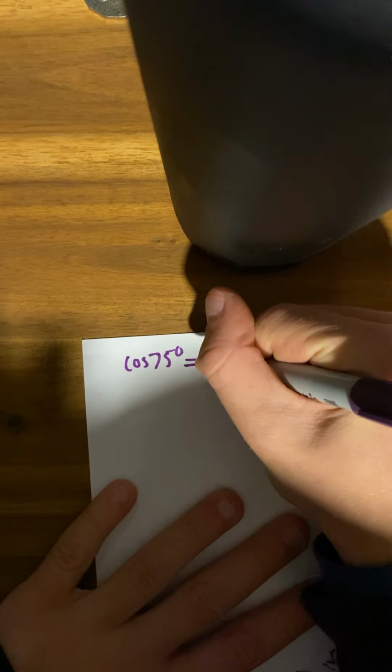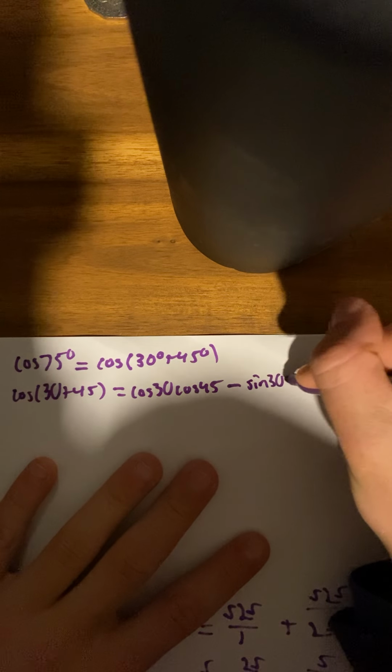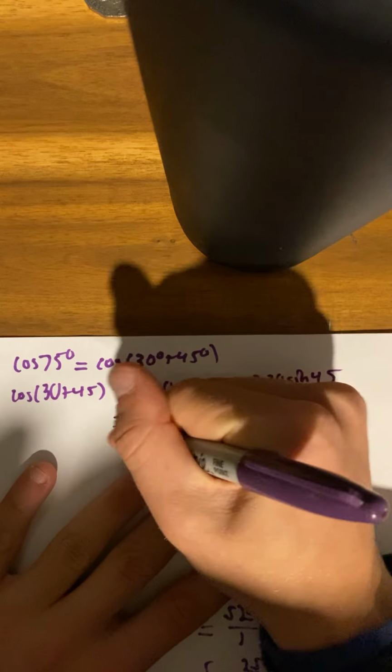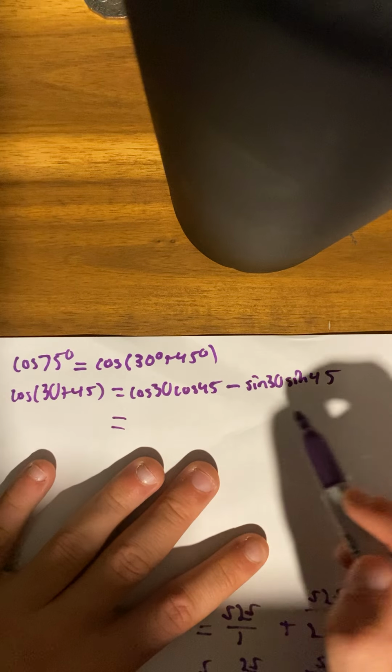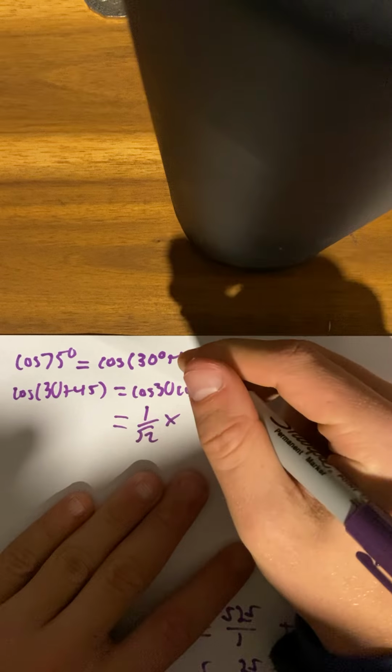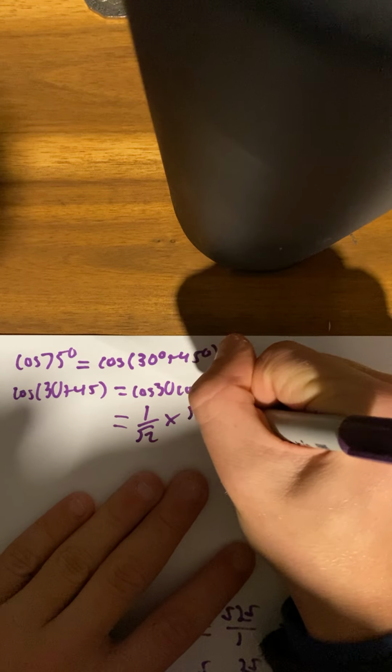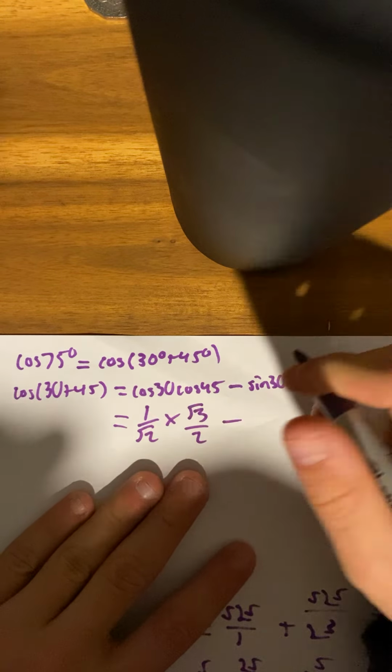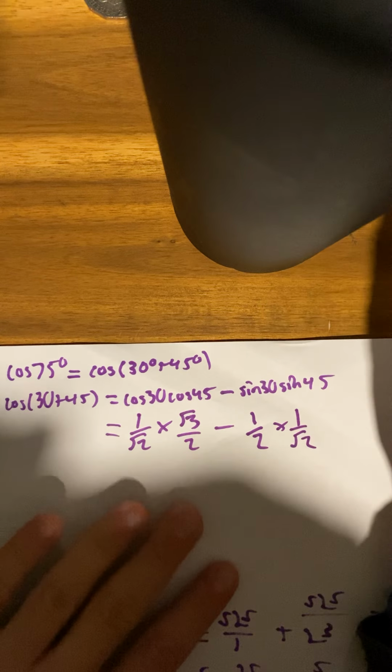It will equal cos 30 cos 45, and it's going to be minus this time instead of plus, minus sine 30 sine 45. And again, these are all values that we know the exact value for, so we can just sub it in. So cos of 45 is 1 on root 2, cos of 30 is root 3 on 2, minus sine 30, which is simply a half, and sine 45, which is 1 on root 2.